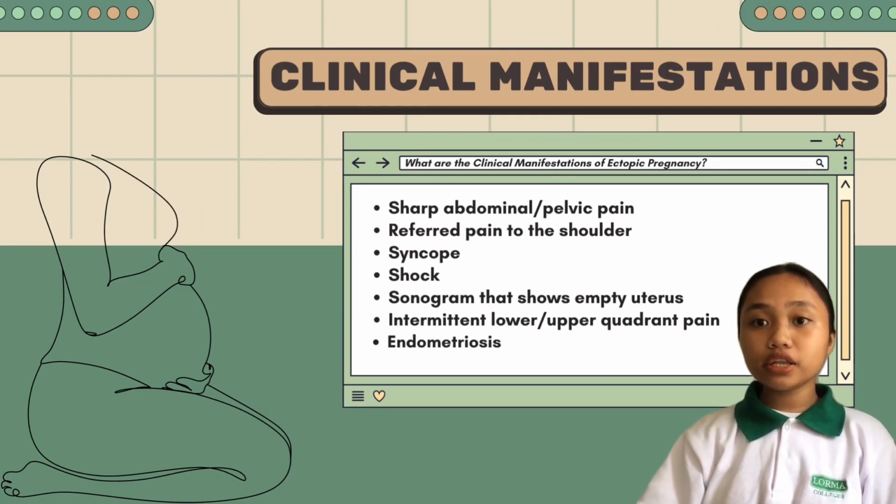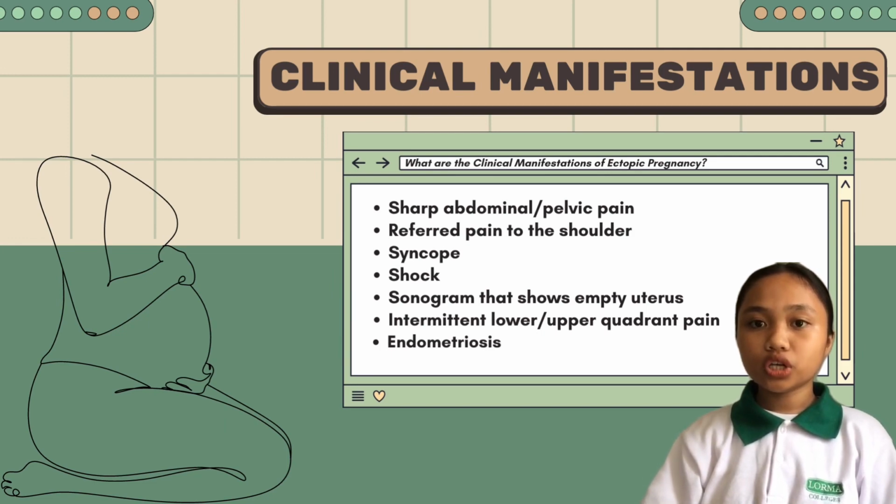Indicated here are the clinical manifestations for ectopic pregnancy: sharp abdominal or pelvic pain, referred pain to the shoulder, syncope, shock, sonogram that shows empty uterus, intermittent lower and upper quadrant pain, and endometriosis.